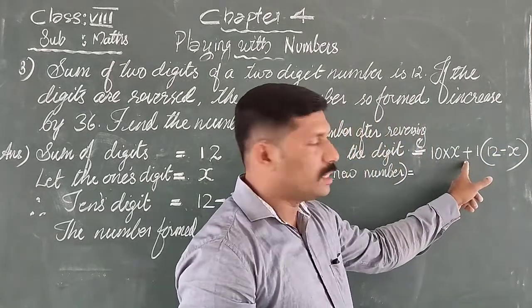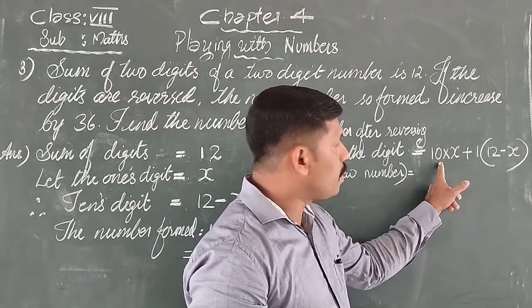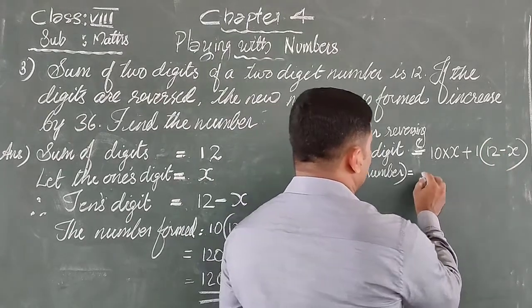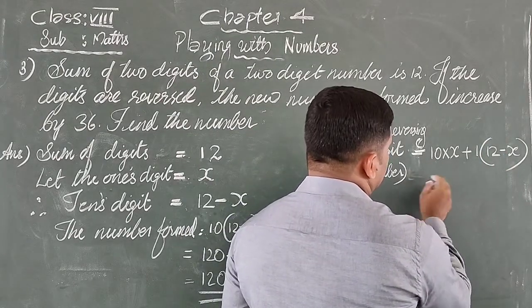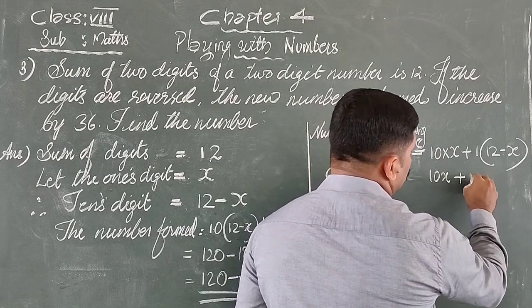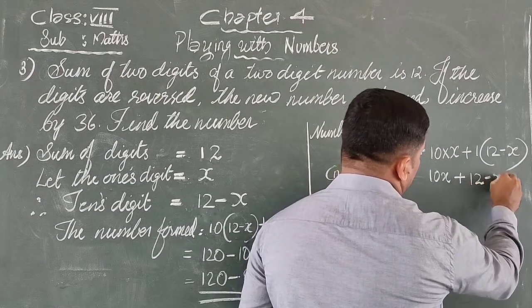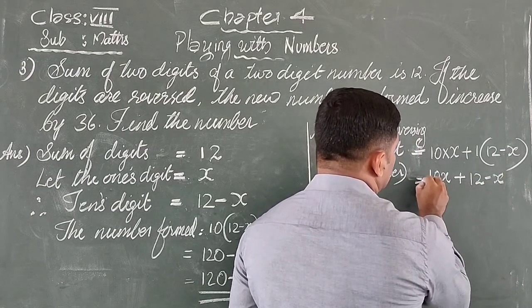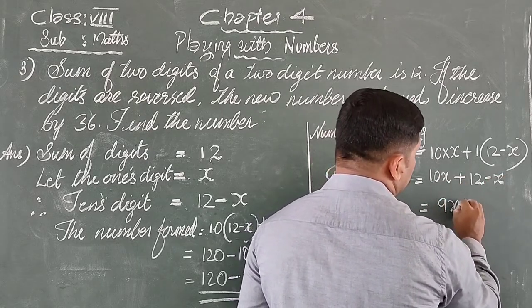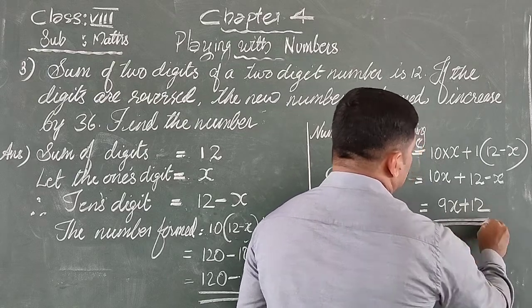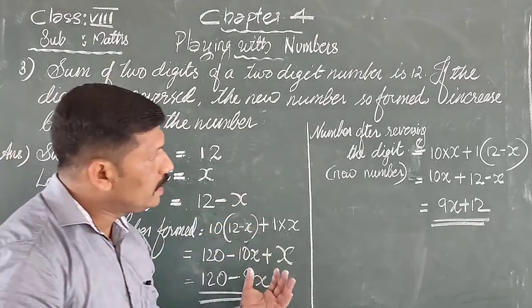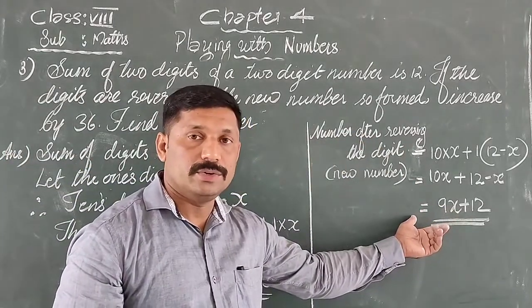Here the ones place came to the tens place because we are reversing the number's digits, and the tens place goes to the ones place. Now we find the number: 10 into x, 10x plus 12 minus x, that is equal to 10x minus x, which is 9x, plus 12. So this is the new number. The earlier one was the original number, and when the digits are reversed, this is the new number.